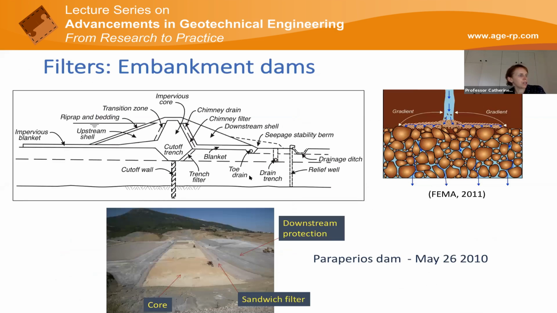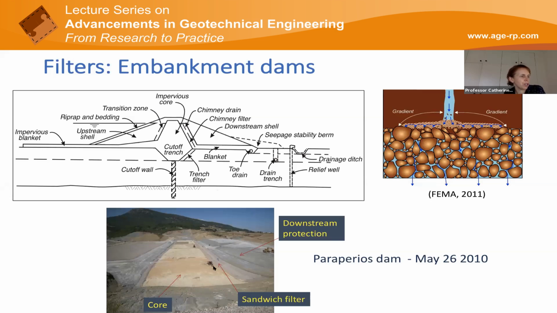So this is another diagram of an embankment dam, just really to say there are different configurations. You know, these are really big structures and they tend to have a bespoke design. But in all cases, you will have some kind of a core and some kind of a downstream filter.